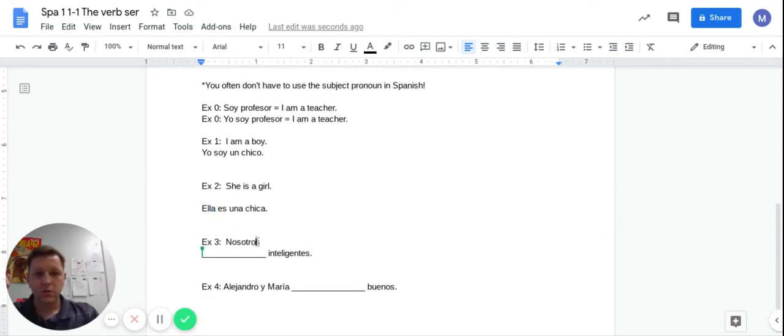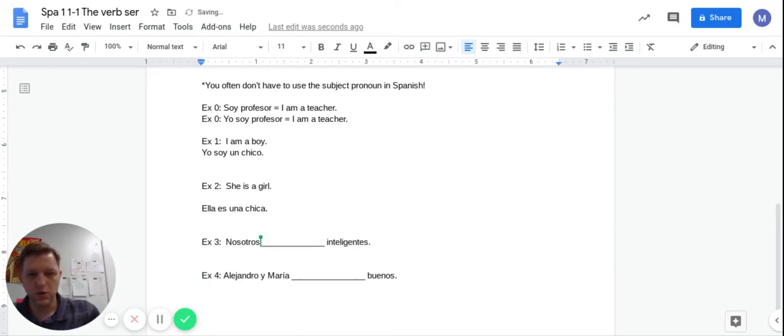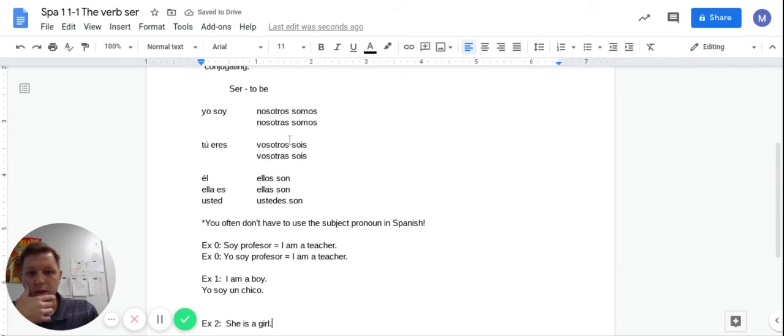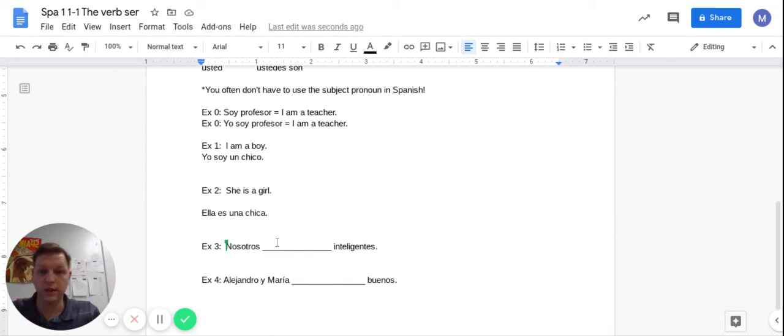Got a little bit messed up, but let's do example 3. Nosotros blank inteligentes. This is another kind of problem you'll see. We blank smart. So you have to know the subject is nosotros. And that's going to take you up here, and you find nosotros here, and those are the forms. So you're going to put somos in the blank, which is how we got this one. Nosotros somos inteligentes is correct.